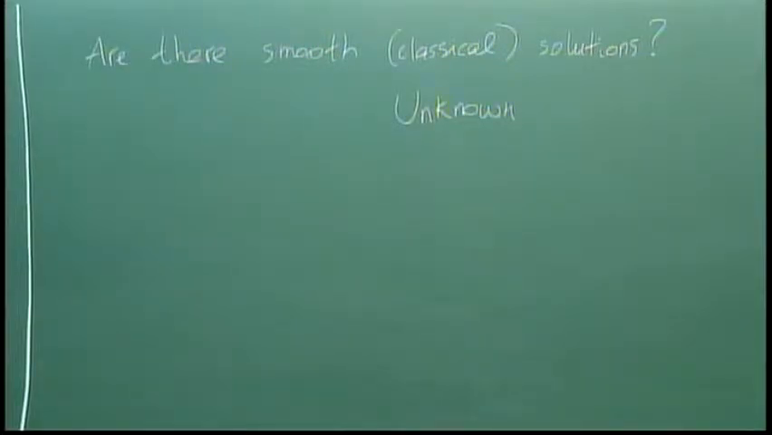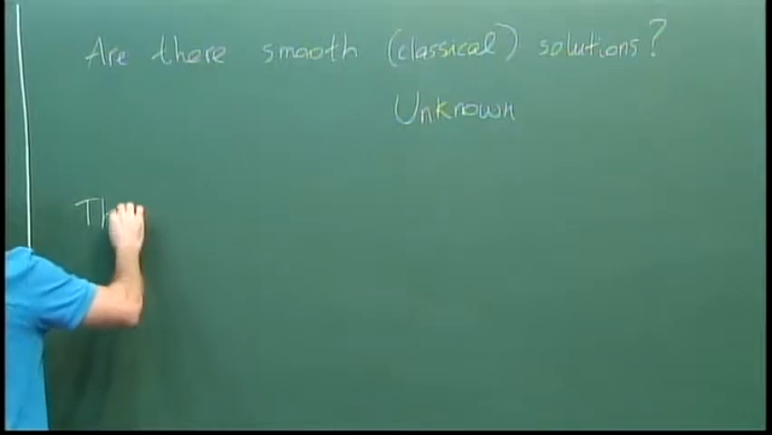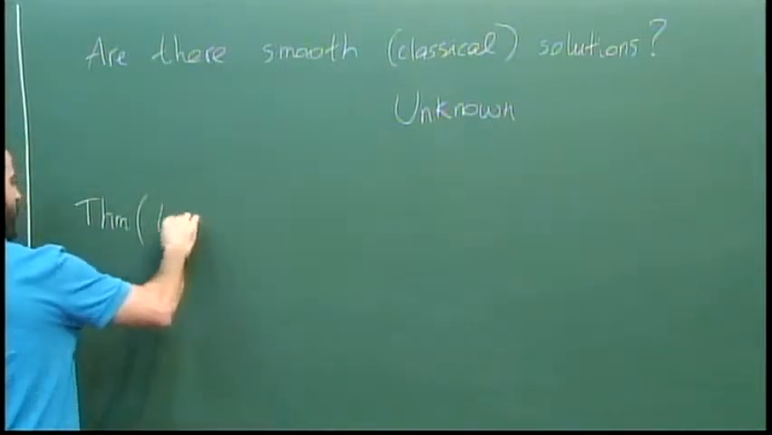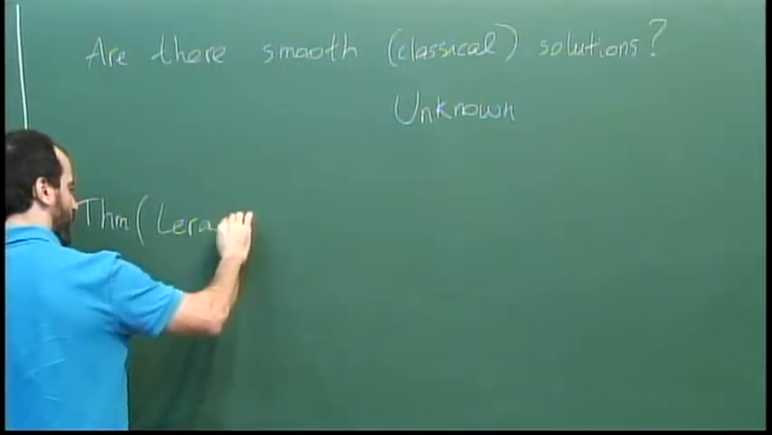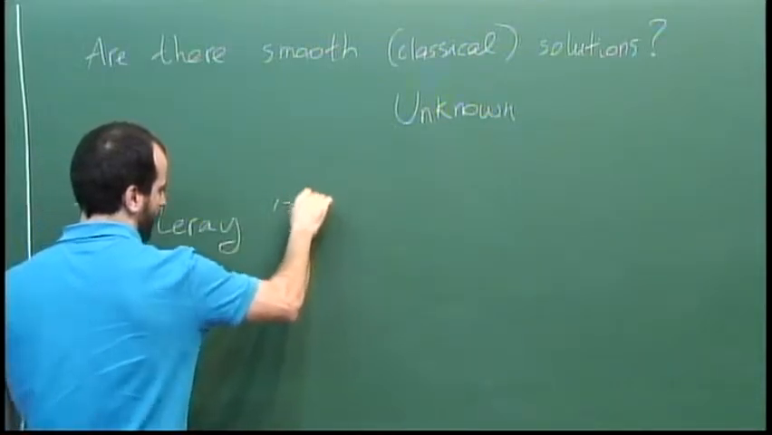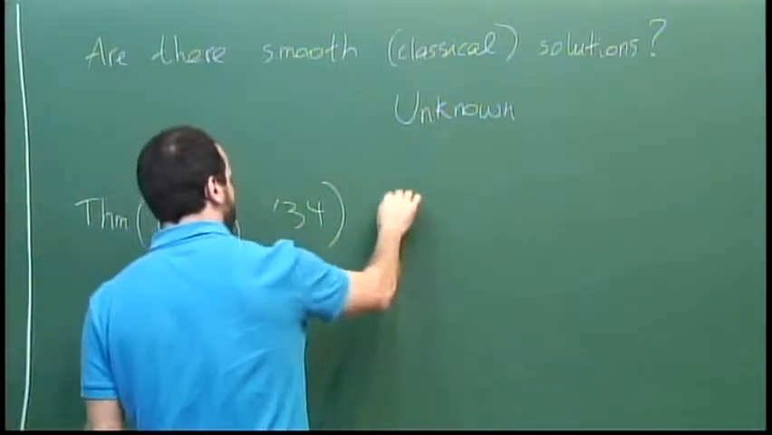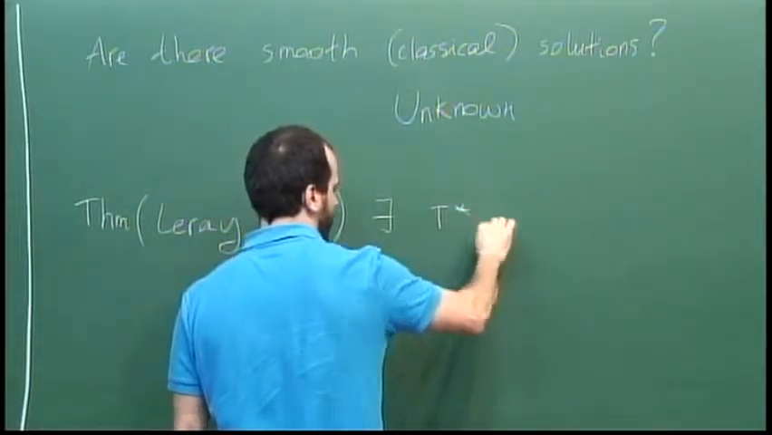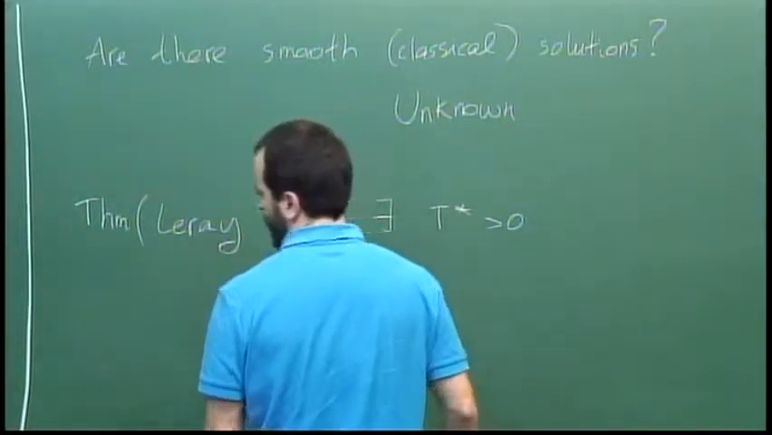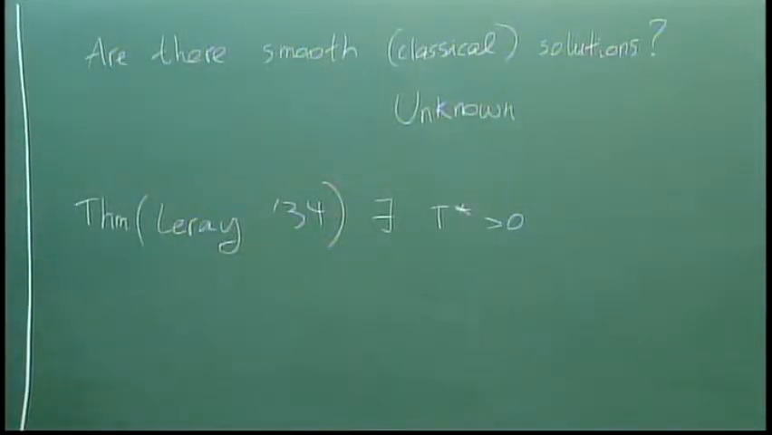But partial results are known. There's this famous theorem that goes back to the 30s by Leray. I don't know how to pronounce it, 34. And this ensures the existence of a maximal time T star, which depends on the initial condition here.